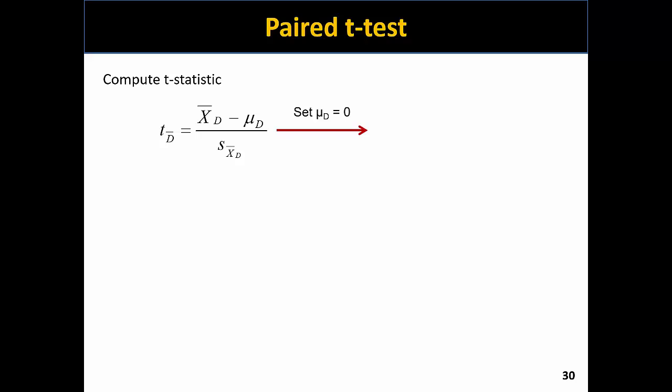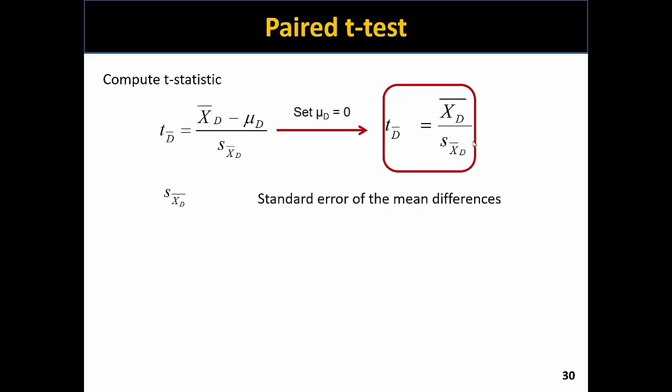Now, in moving forward to simplifying this equation, mu of D is always set to 0 unless stated otherwise. This is all tied back to the null hypothesis that we'll eventually get to, where we state that the differences between both sets of scores will be 0. So if we set mu of D to 0, then this term drops out in the numerator, and we end up with the average differences between both sets of scores divided by the same standard error of the mean differences.